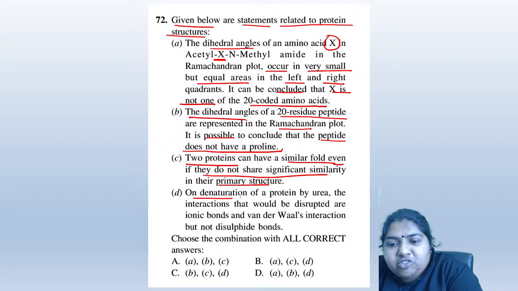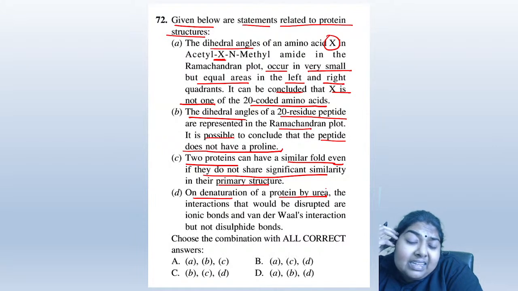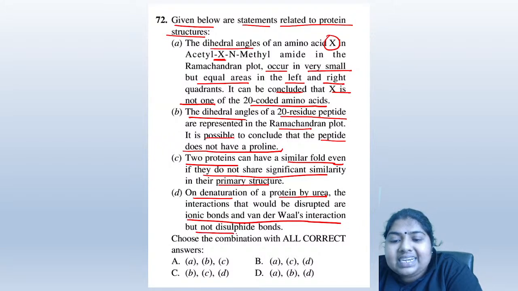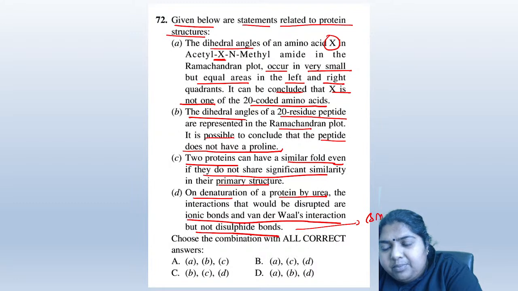Only on denaturation of a protein by urea, yes, the interactions that would be disrupted are ionic bonds and van der Waals bonds, but not the disulfide bond. Who will break the disulfide bond? Only beta mercaptoethanol can break the disulfide bond. So definitely this is correct. So they are asking, with all correct, which will be the correct answer?